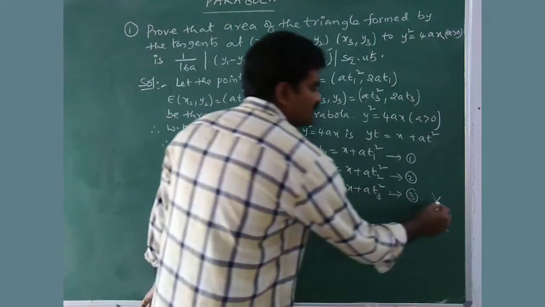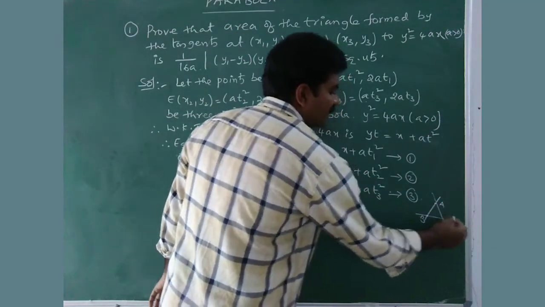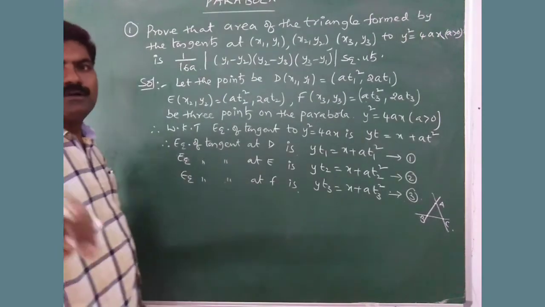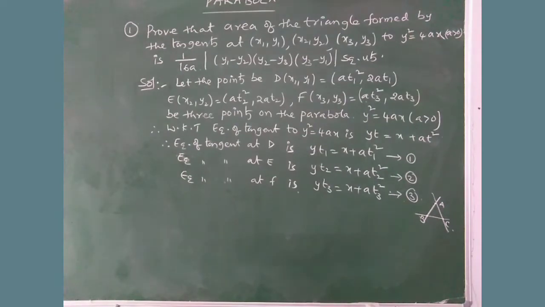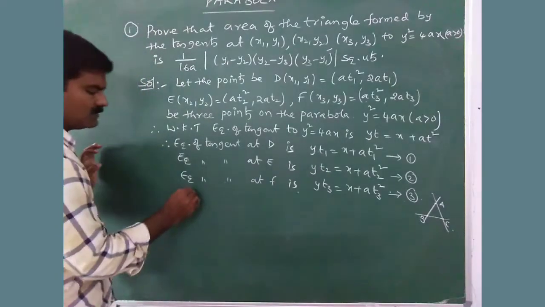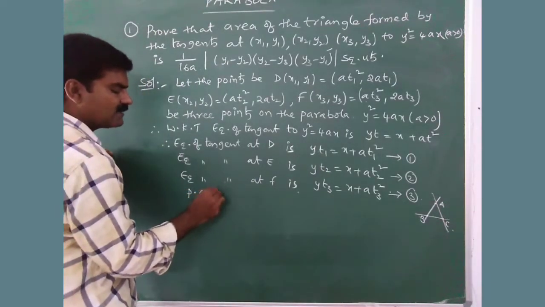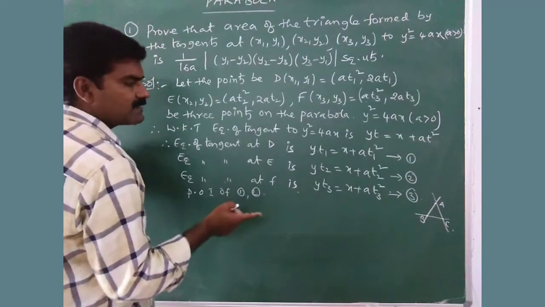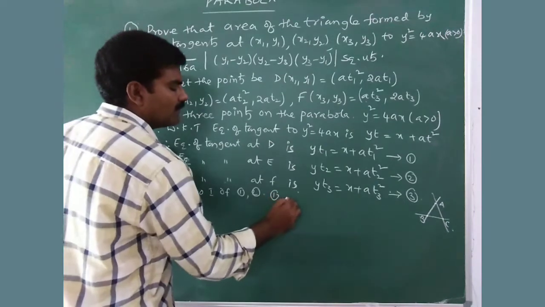So suppose this is a triangle ABC. So what are the points A, B, C? We need to find out the capital A, capital B, capital C. They are nothing but the points of intersection of these 3 tangents. So now let me first find the point of intersection of 1 and 2. For that, let us subtract 1 minus 2.